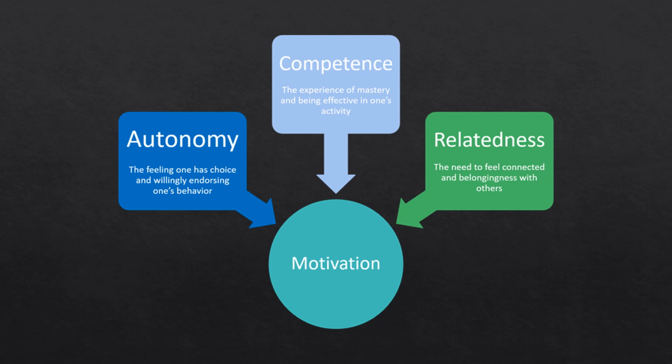The next construct is competence, which is the experience of mastery and being effective in one's activity, right? This can be perceived or real, just like we talked about risk previously. If you perceive yourself to be competent in a task, then you think you are good at it. The final construct is relatedness, the need to feel connected and belongingness with others. So you need to feel like you are a part of the team or at least have some close support systems. And then again, once you have all three of these, you should then be sufficiently motivated.